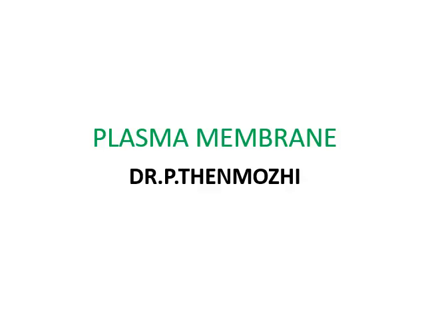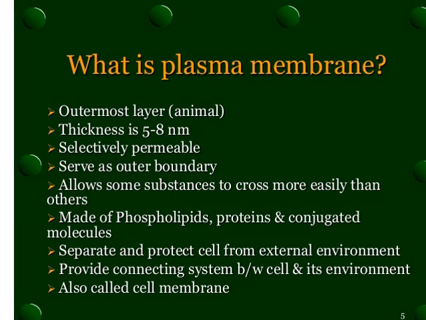First of all, we can see what is plasma membrane. Plasma membrane is the outermost layer of all the animal cell. You know very well the difference between animal cell and plant cell. Animal cell is made up of plasma membrane. Its thickness is about 5 to 8 nanometer. It is having a special character called selective permeability.